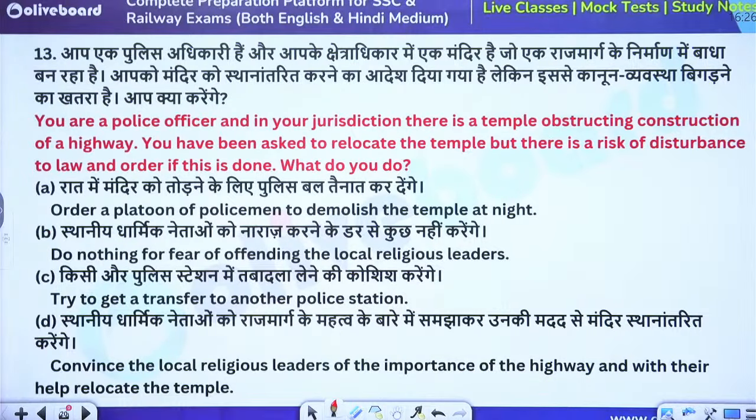This can be difficult because it involves religious sentiments also. Okay. Yeah. I got it. Missed it actually. This can affect religious sentiments also.